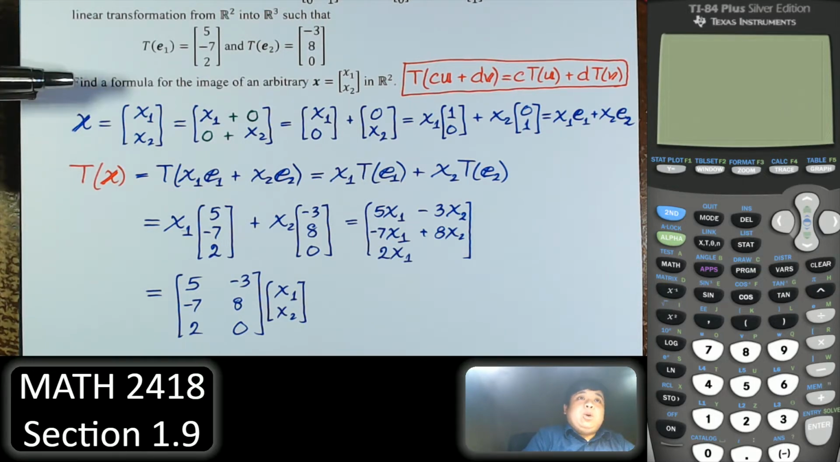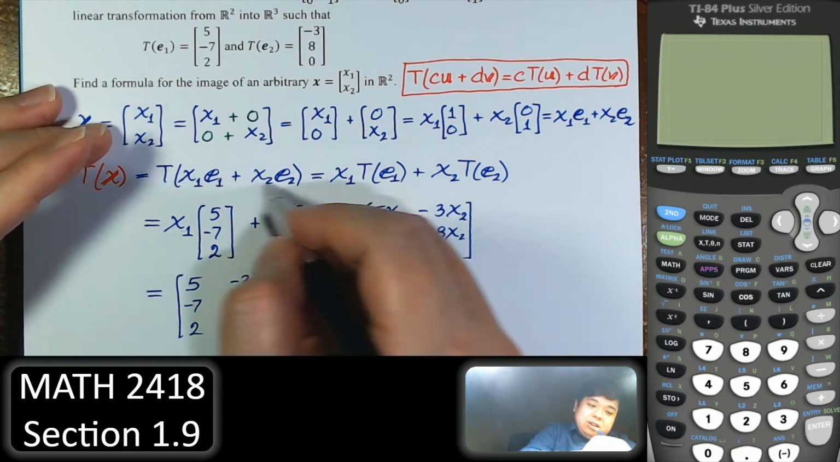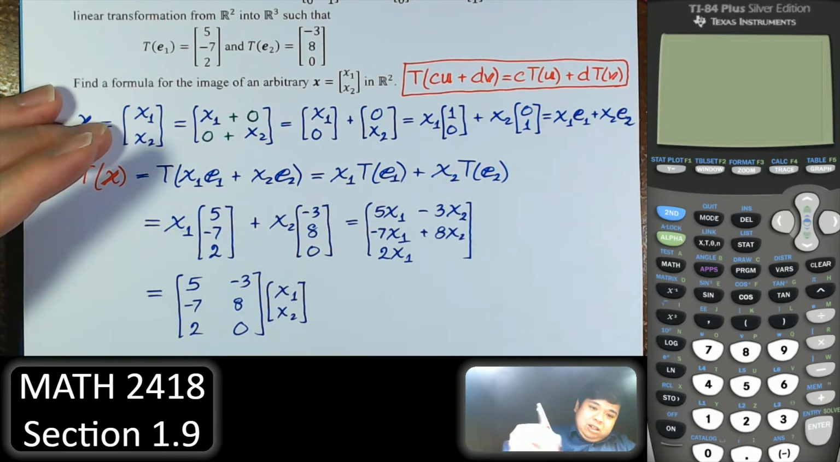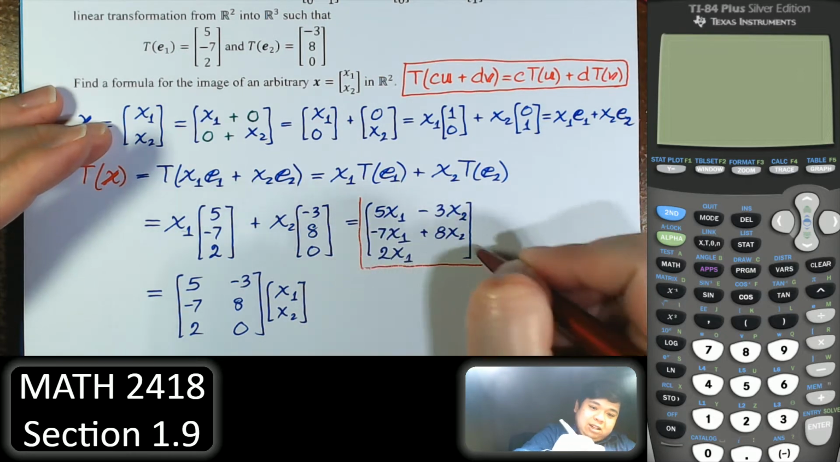By the way, the question only asks us to find a formula for the image. So this is the formula for the image. So this is the answer. We already have that.